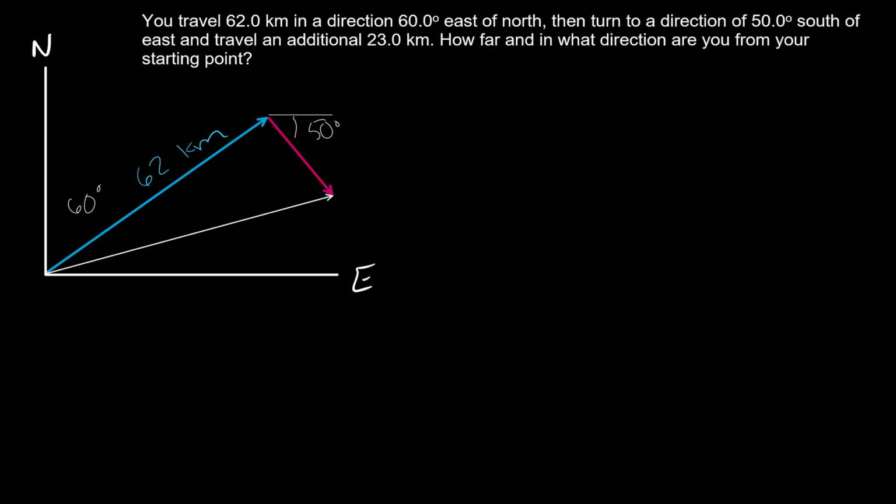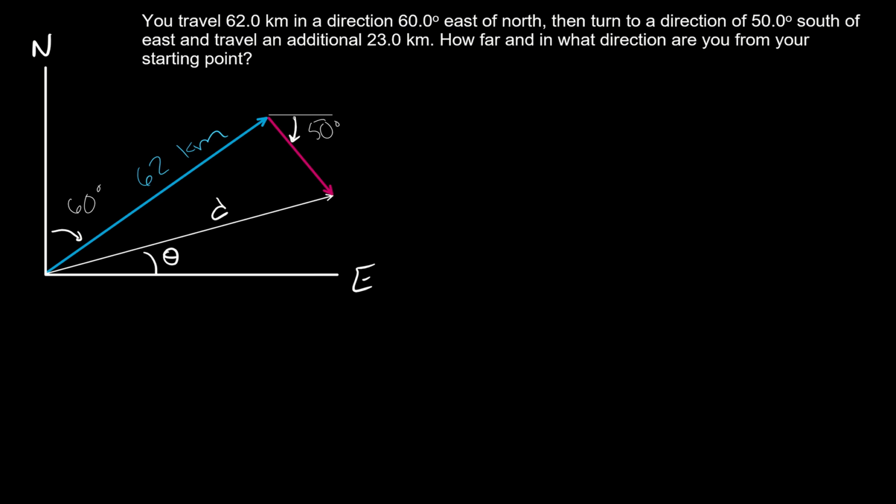In our first example of a two-dimensional problem where we're looking at motion, we just have a simple displacement problem where you travel 62 kilometers in a direction 60 degrees east of north, and then turn in a direction of 50 degrees south of east and travel an additional 23 kilometers. And the question is how far, so what is this displacement here? And in what direction are you from your starting point? So the direction would be this angle theta right here.